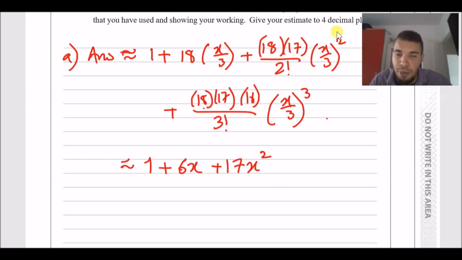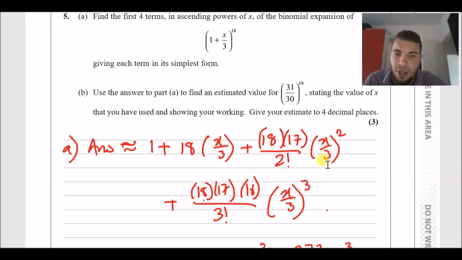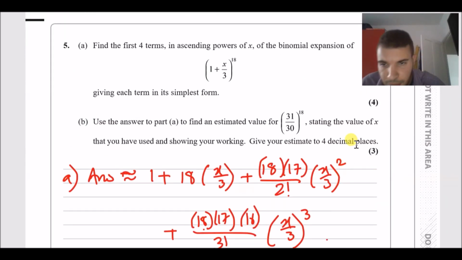And lastly, repeat the same for the last term, and you'll get a fraction answer this time, which would be 272 over 9x to the power of 3. And that's it, guys. That's A done. Okay, so all of this is straightforward. Use a straightforward method and it works.